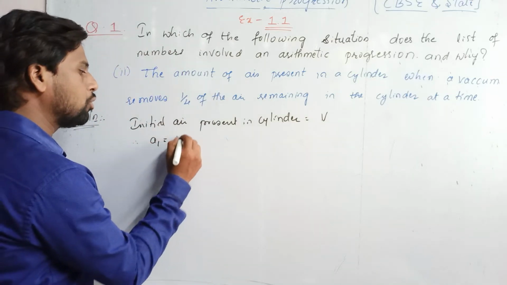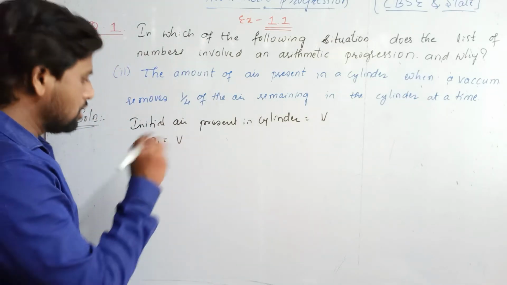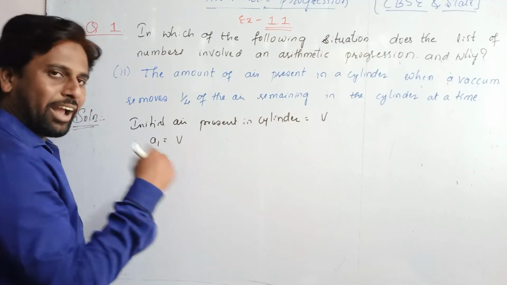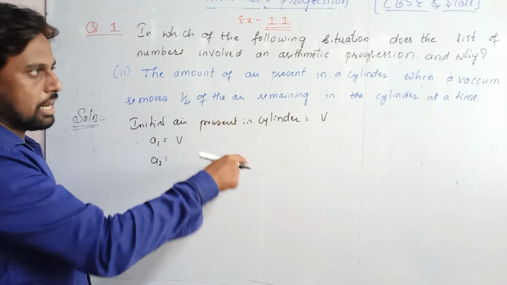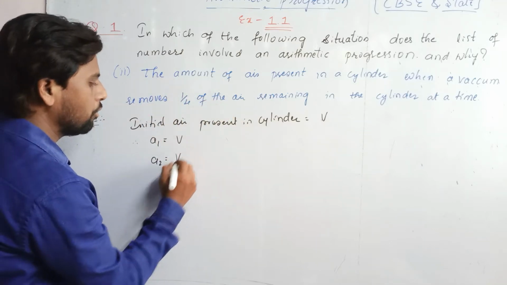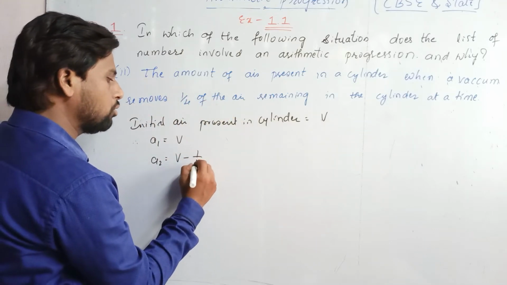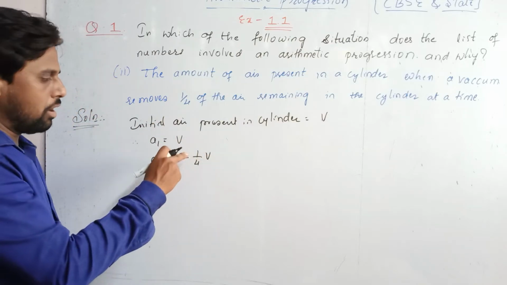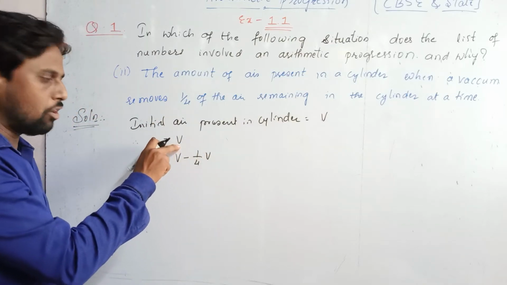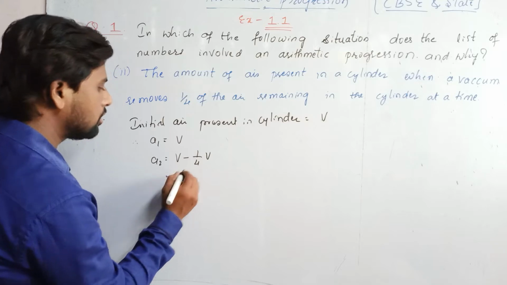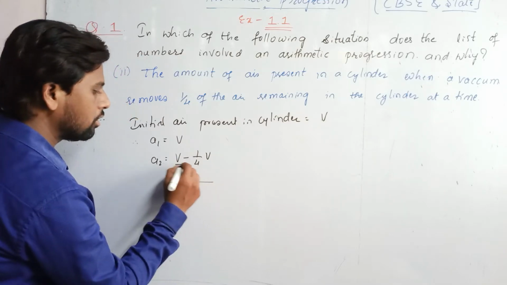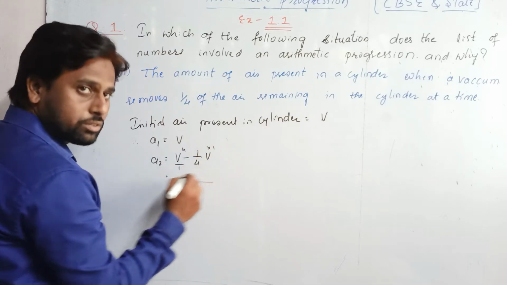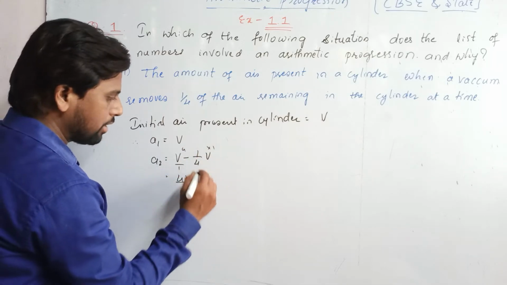So suppose the initial air present in the cylinder is V, which means A1 is equal to V. Now when the vacuum pump removes 1/4 of the remaining air present inside the cylinder, that is V minus 1/4 of V. What will be the answer for this? The LCM will be 4, so it will be 4V minus V.